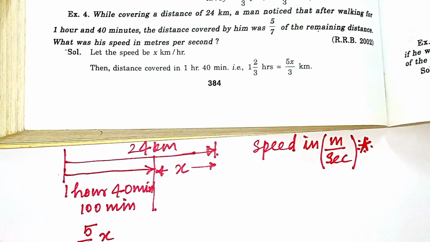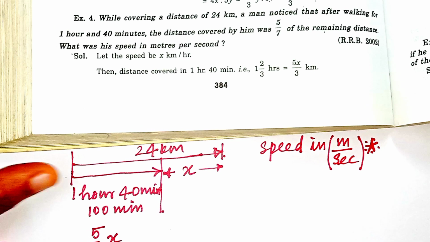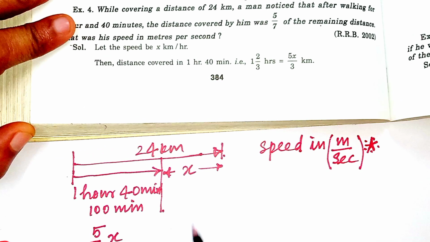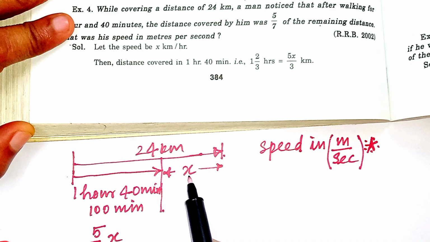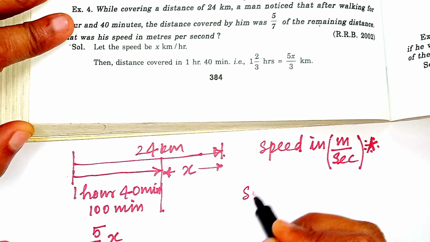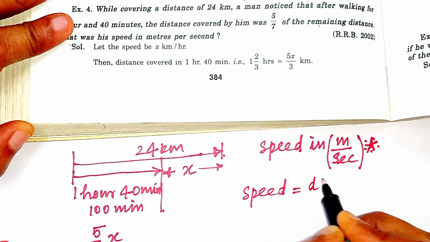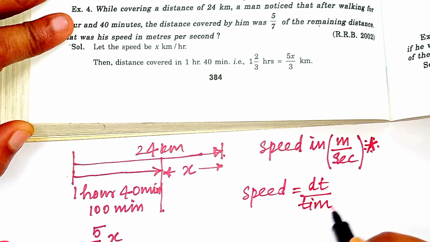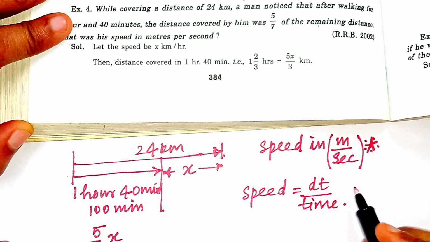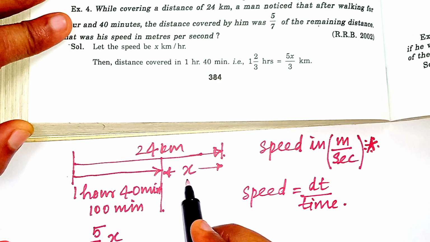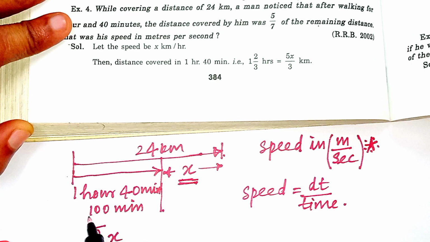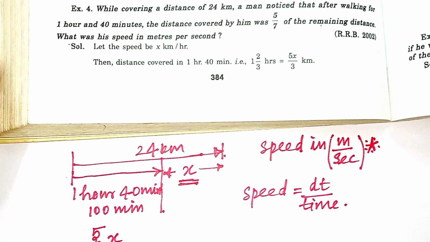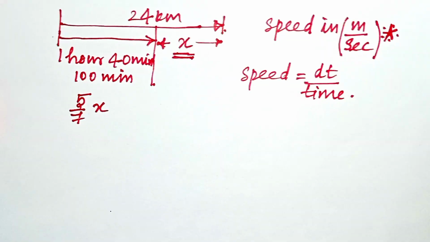How are we going to solve this problem? In order to solve this problem, we'll have to find x, because only if you could find x, speed is distance by time. Only if you could find the distance, that is x, we could then find what is 5 by 7 of x, which he has covered, and we already know what the time is, so we can directly interpret it.